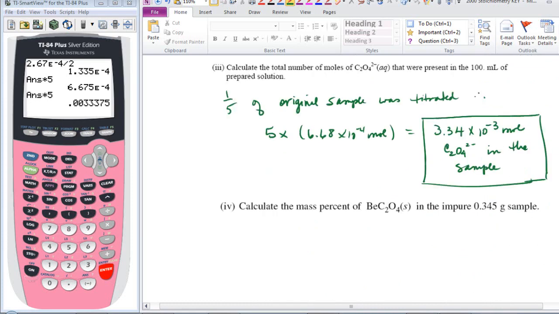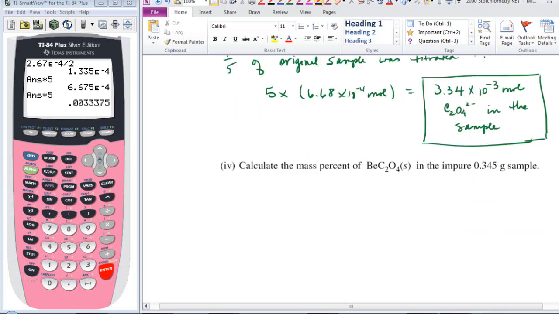All right, and then all of this to ultimately figure out the mass percent of the beryllium oxalate in that impure 0.345 sample. All right, so we're in the home stretch. The final thing: calculate the mass percent of the beryllium oxalate in the impure 0.345 sample. So we've done all this work and we have arrived at the moles of oxalate. So that's probably where we ought to start.